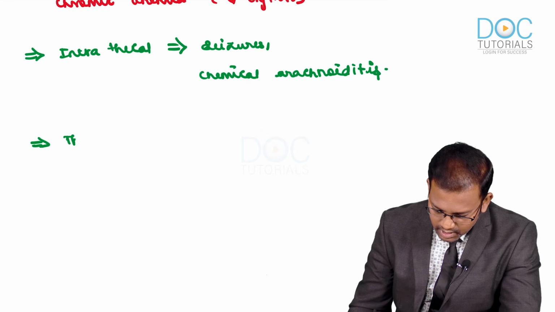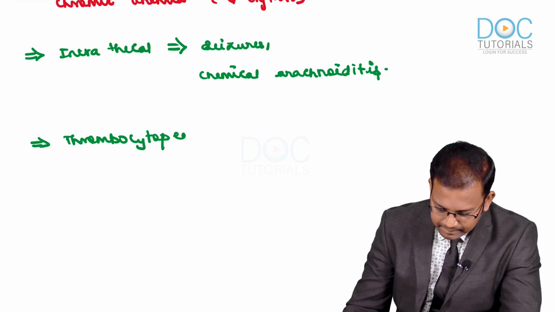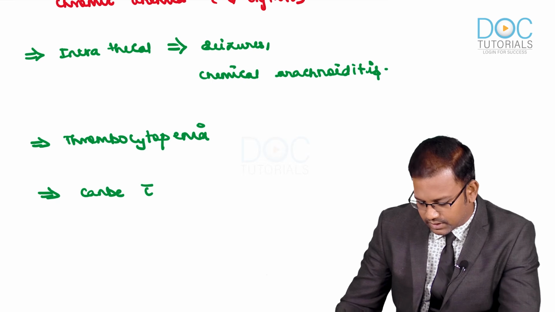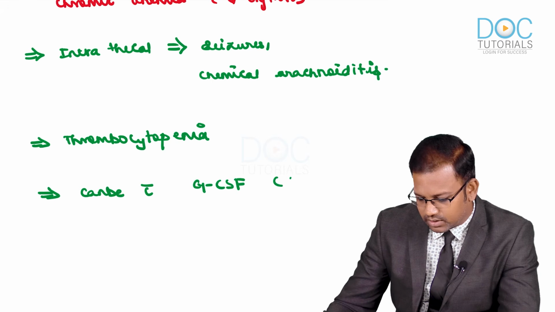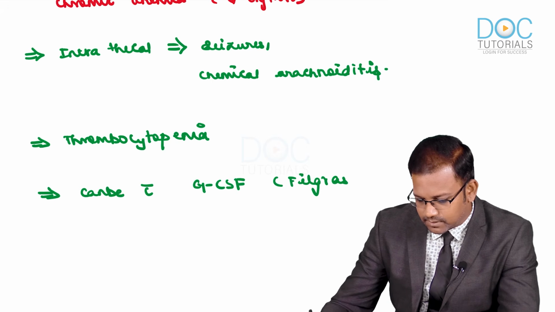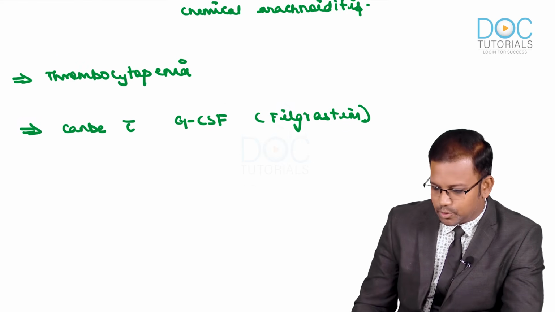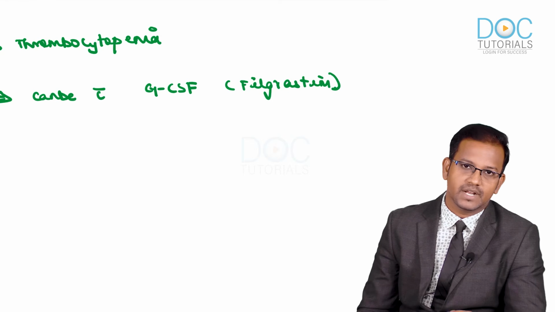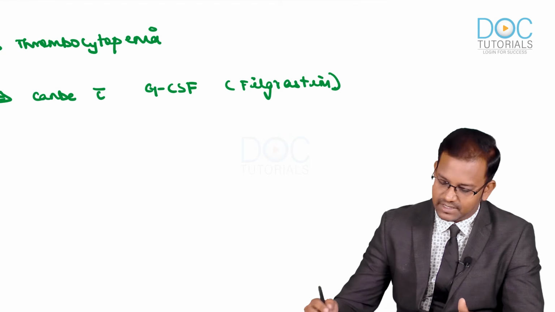The next one, anemia, is also followed by thrombocytopenia, and it can be combined with a granulocyte colony stimulating factor analog, that is filgrastim, to prevent the development of neutropenia. To prevent neutropenic episodes, it can be combined with granulocyte colony stimulating factor analog, that is filgrastim.